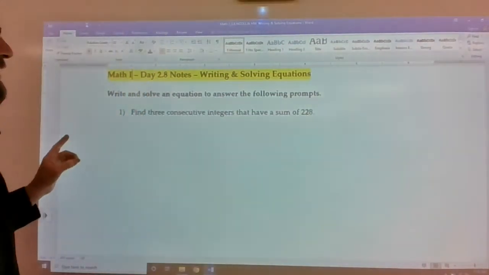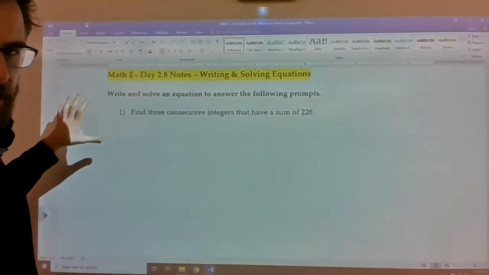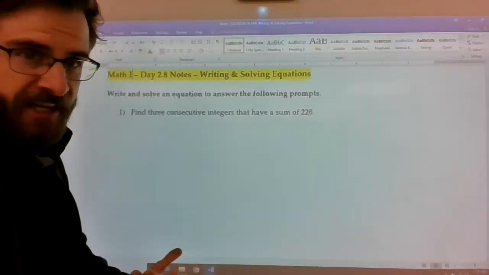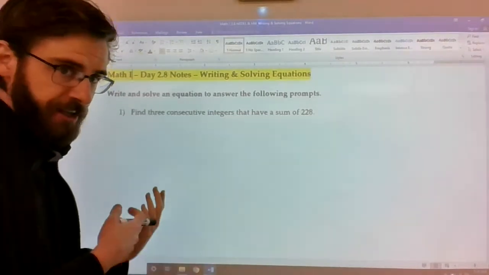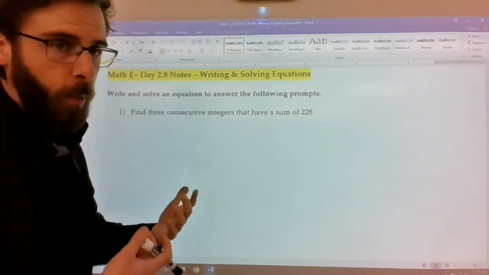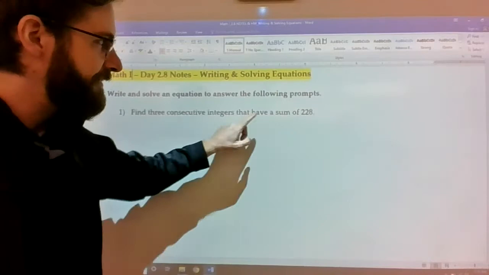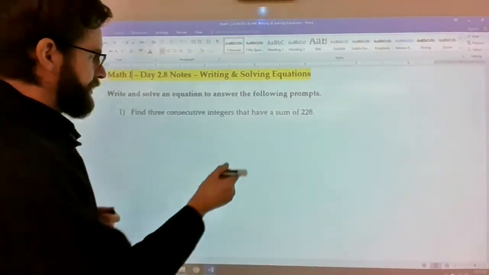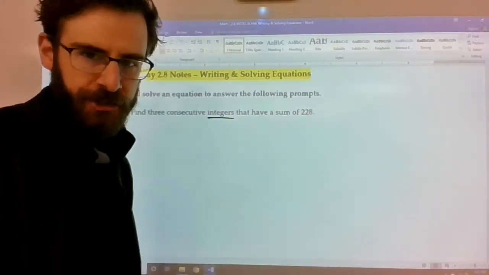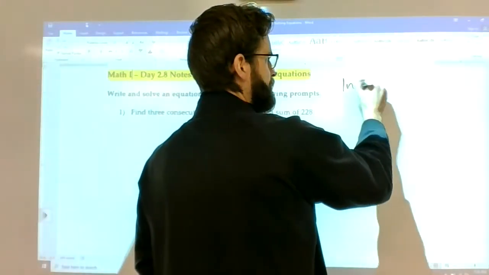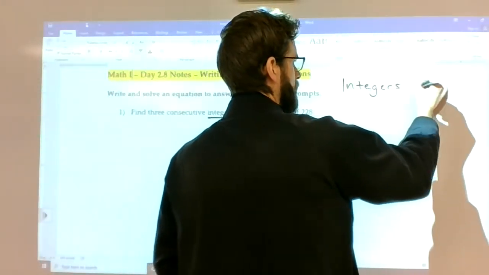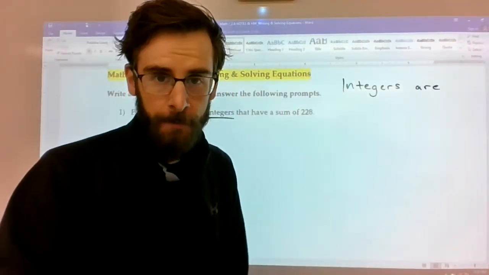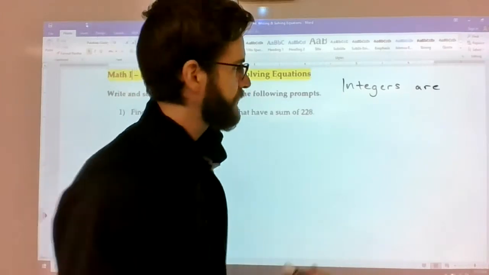So the first three examples are basically going to be like, hey, find three consecutive integers, odd integers, even integers, whatever the case may be, that have a sum or add up to a certain number. So the first thing I want to do is clarify what I mean by integers. Integers are all the positive and negative whole numbers with 0.